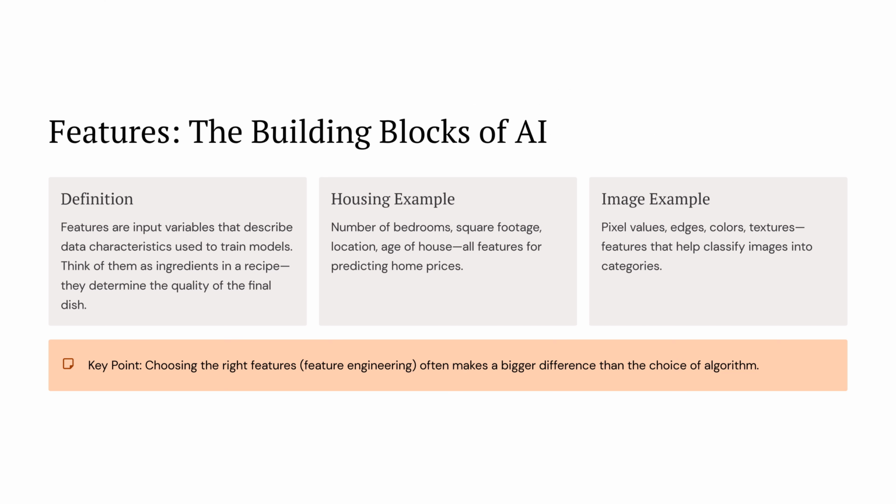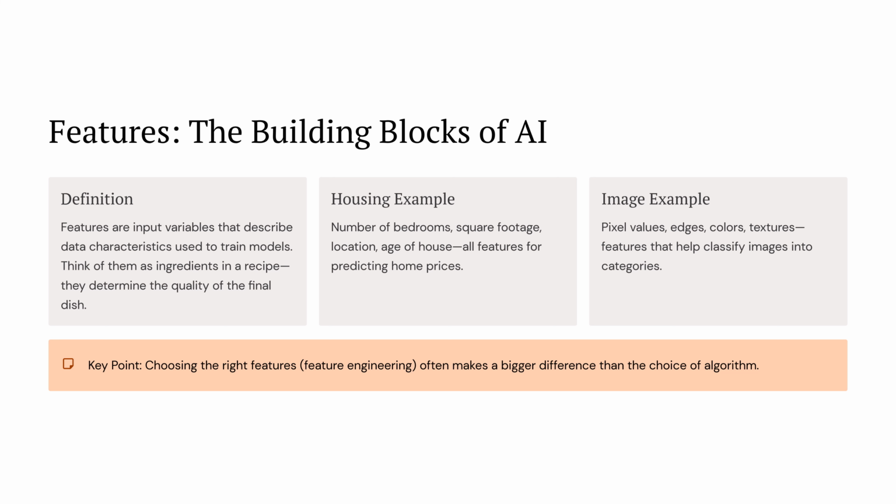Let us start with the most important building block of AI, called features. Features are input variables, the signals that describe your data. Think of them as the ingredients in a recipe. Better ingredients make a better dish, and in AI, better features make a better model.